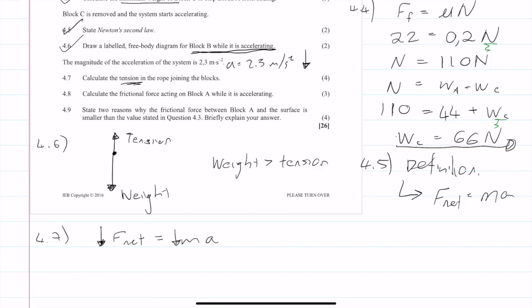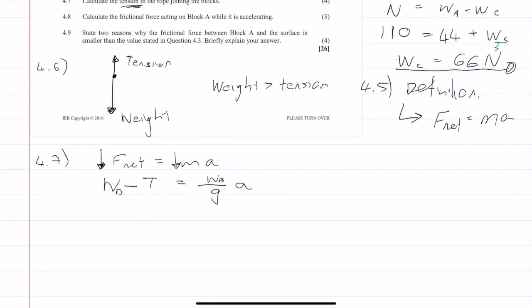So we want to calculate the tension in the rope. So F net, we're going to have weight minus tension. Okay, so weight of B minus tension is equal to mass times acceleration. But remember the mass can be written as the weight of B divided by gravity, times the acceleration. Remember weight equals mass times gravity. So if we wanted to get mass, mass equals weight over gravity.